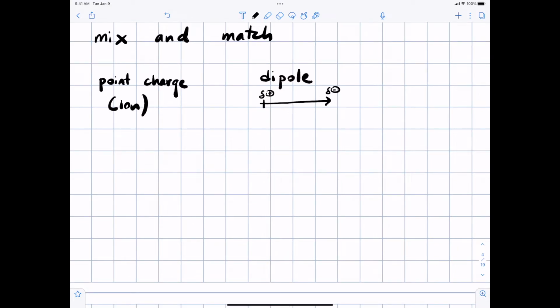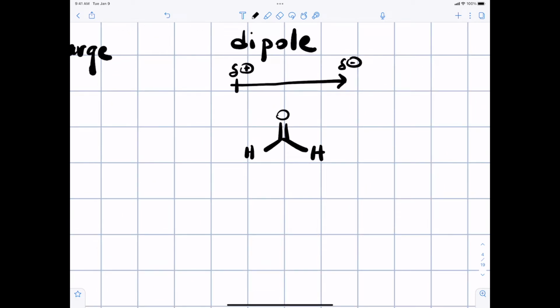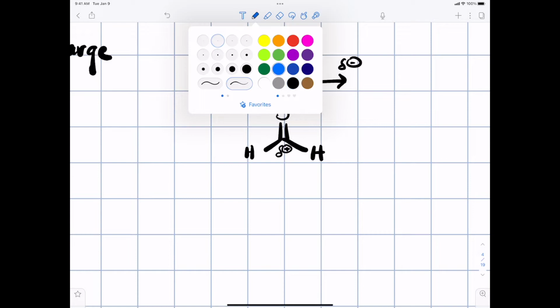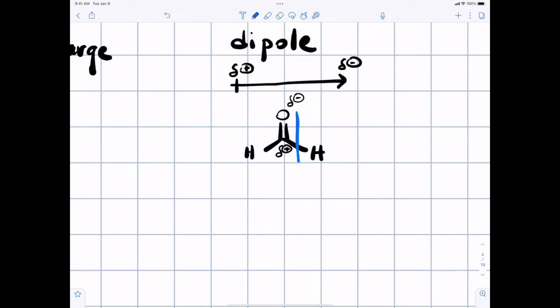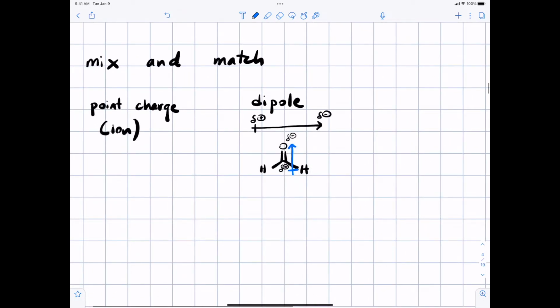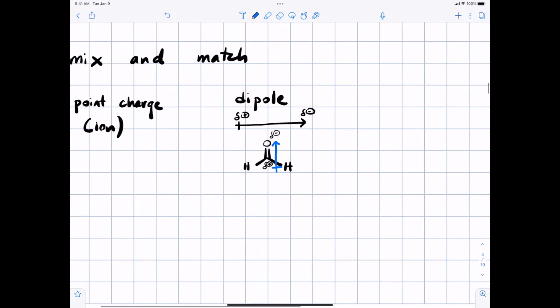Classic example of this would be, say, formaldehyde, where carbon is more electronegative than oxygen, and so you expect the carbon to be electron poor and the oxygen to be electron rich, and we could draw that dipole just aligned with the carbon-oxygen bond with the plus end of the dipole near the carbon. So that's like a linear distribution of electron density.